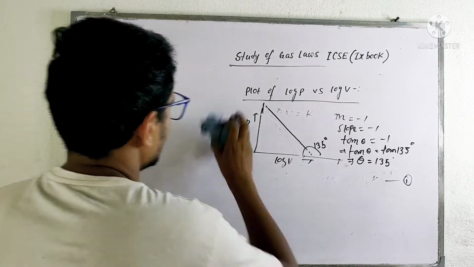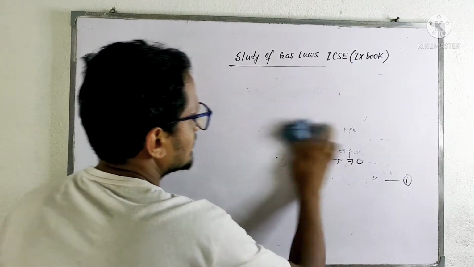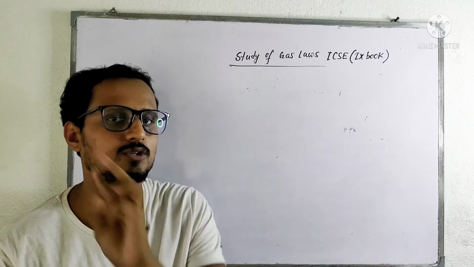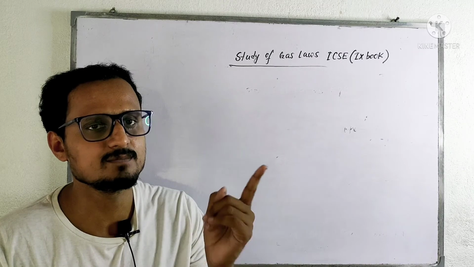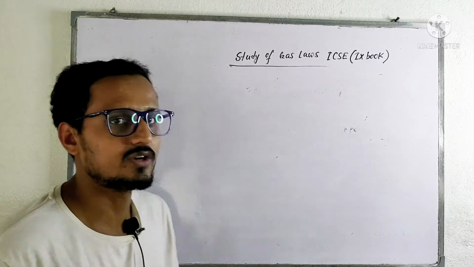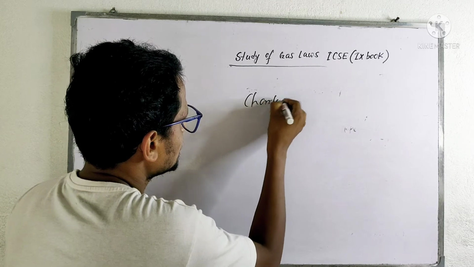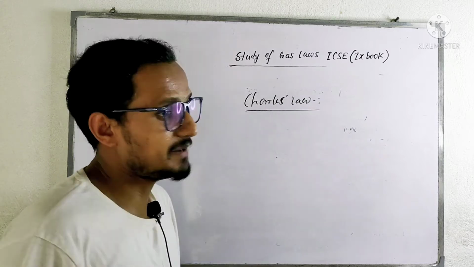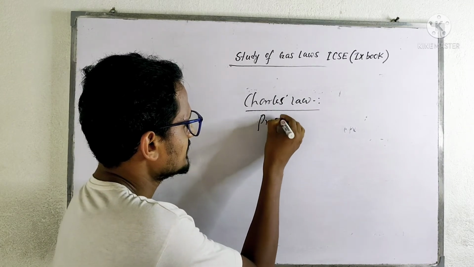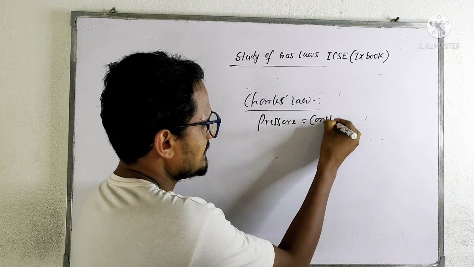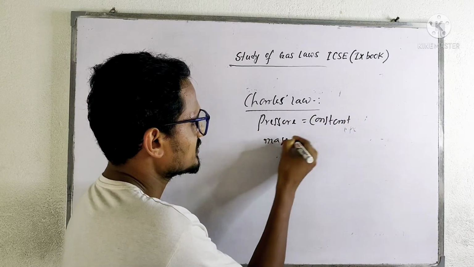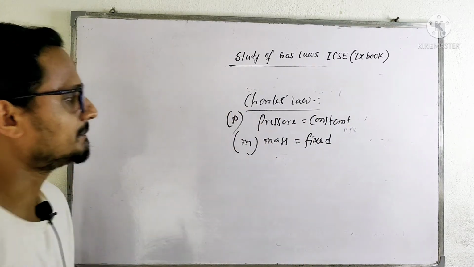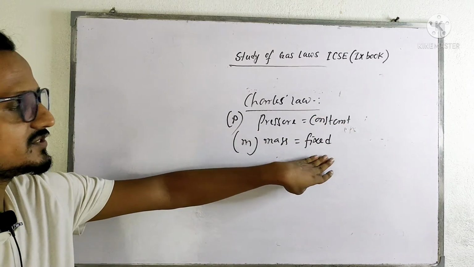Now we go into Charles' law. Now what is Charles' law? We have seen that in Boyle's law, temperature is constant but volume is inversely proportional to pressure. But Charles gave one relation where pressure is constant, and the mass of an enclosed gas is fixed.